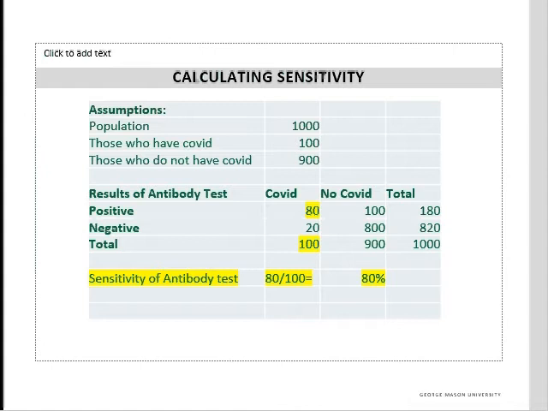Let's take a look at an example that shows how to calculate sensitivity of an antibody test that decides if the patient has COVID-19 or not. Let's assume there are 1,000 people in our sample population and 100 people have COVID and 900 have no COVID. The test correctly detects 80 people with COVID to have the antibodies. So, the sensitivity of the test is 80 divided by 100 or 80%. The test correctly detects 80% of people who have the virus.